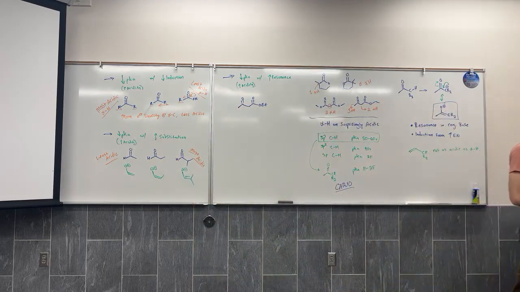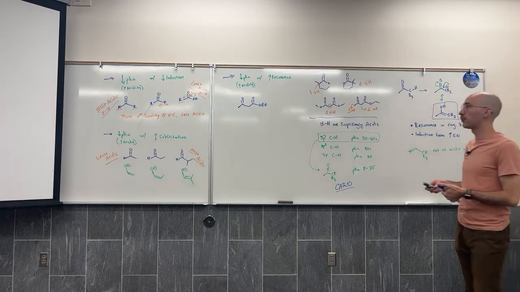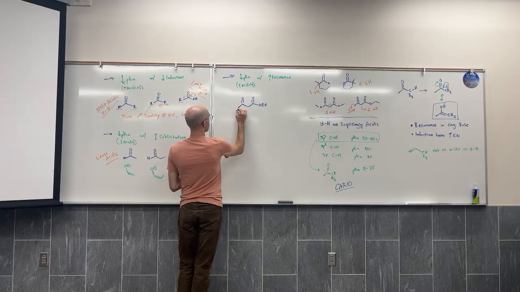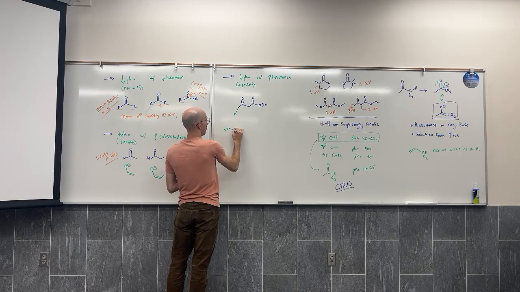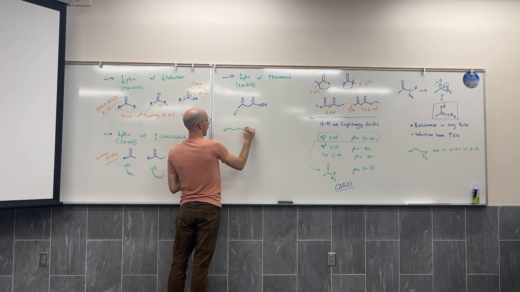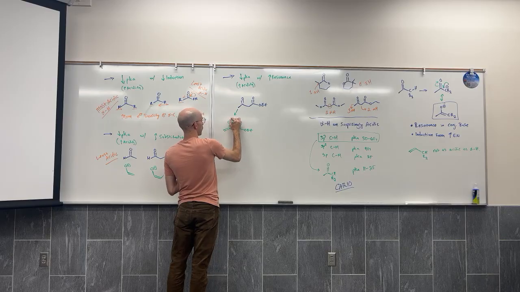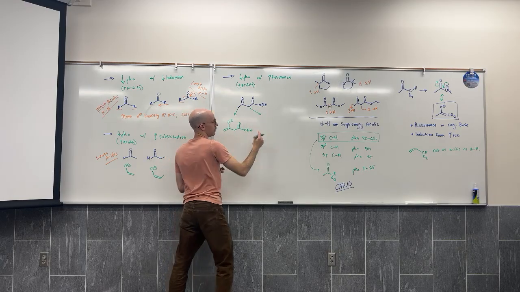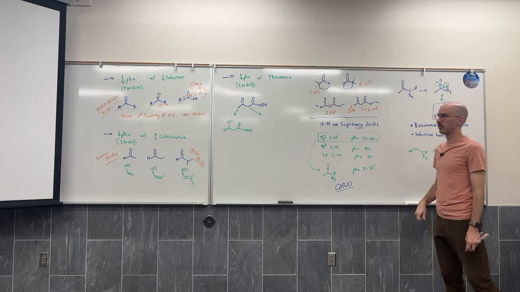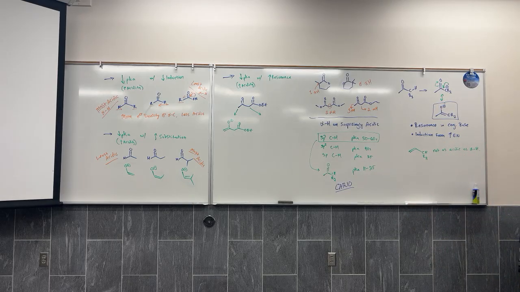Let's consider ethyl acetoacetate. Ethyl acetoacetate has two alpha hydrogens. That means two positions that could form conjugate bases. If the alpha hydrogen on the left is deprotonated, we get a major resonance form with an alkene and an O-.